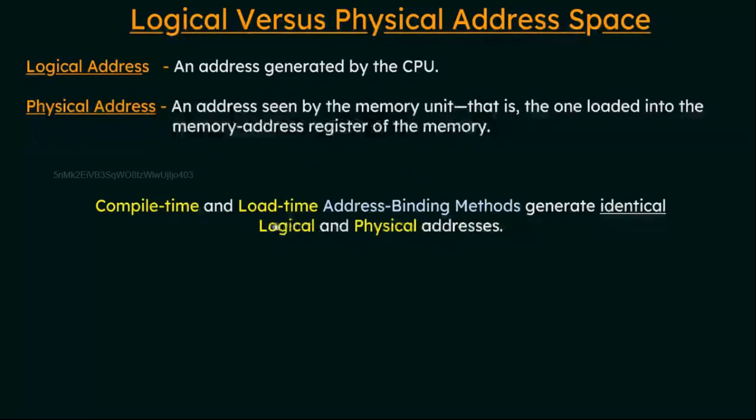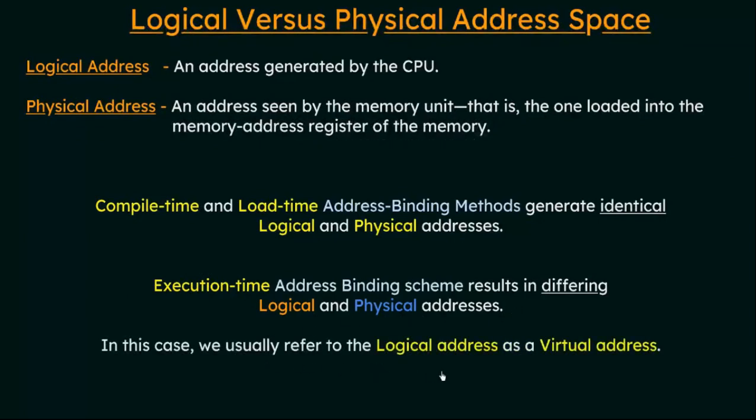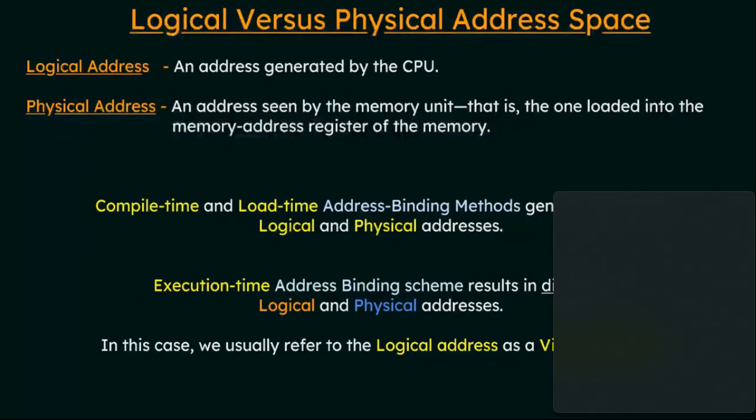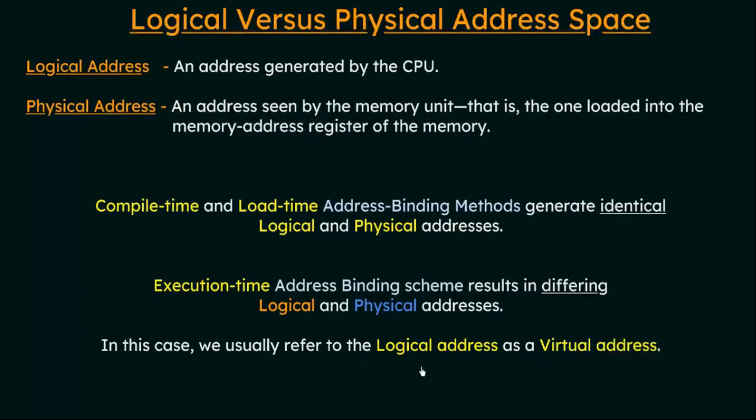That means in compile time and load time address binding methods, the logical address, the address generated by the CPU, and the physical address, the address seen by the memory unit, are the same. They are identical. Now, the execution time address binding scheme results in differing logical and physical addresses. In this case, the logical address and the physical address differ from each other. They are not the same. So in this case, we usually refer to the logical address as a virtual address. Since the logical and physical addresses are different in execution time address binding, we refer to the logical address as a virtual address. So when we say virtual address, just know that we are talking about logical addresses.